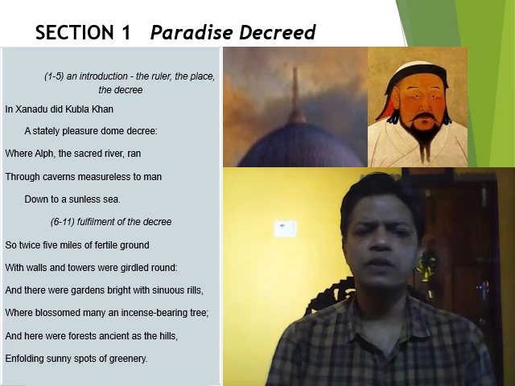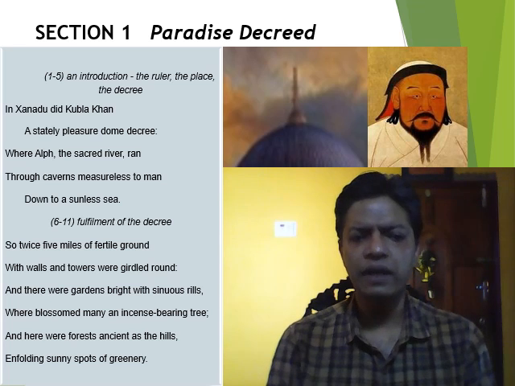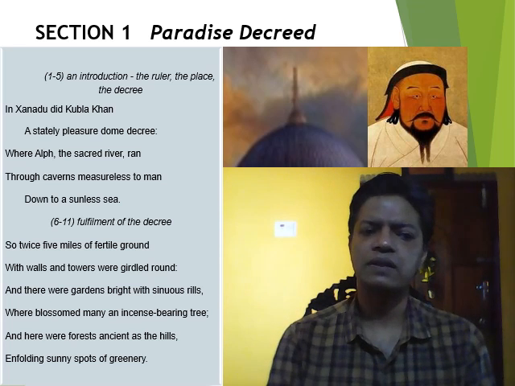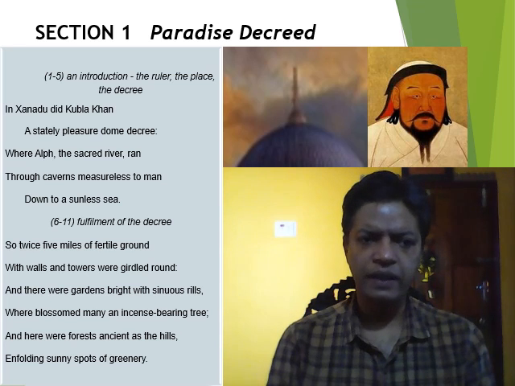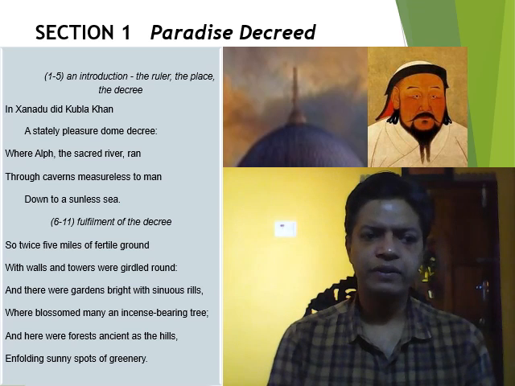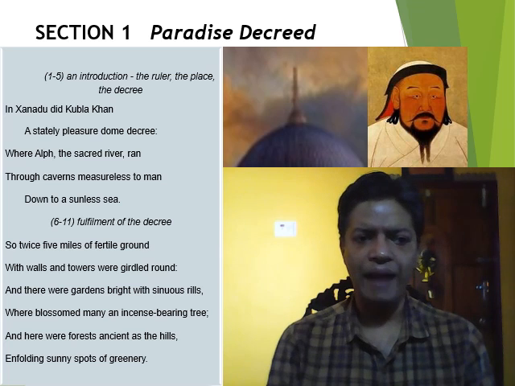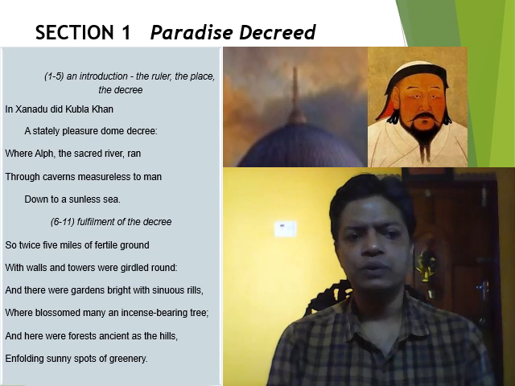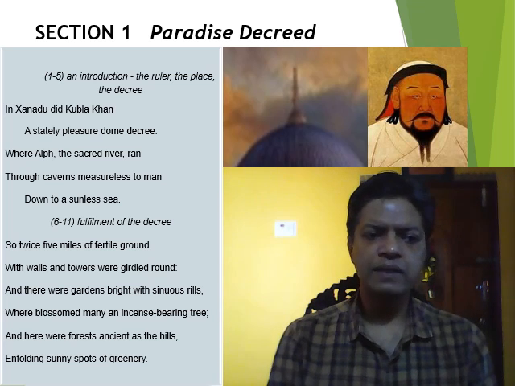In Xanadu did Kubla Khan a stately pleasure dome decree, where Alph the sacred river ran through caverns measureless to man, down to a sunless sea. This is the description of the decree, the appointed place near the river Alph, and the conversion of the landscape into the pleasure garden. In the next portion, lines number 6 to 11, there is a fulfillment of the decree.